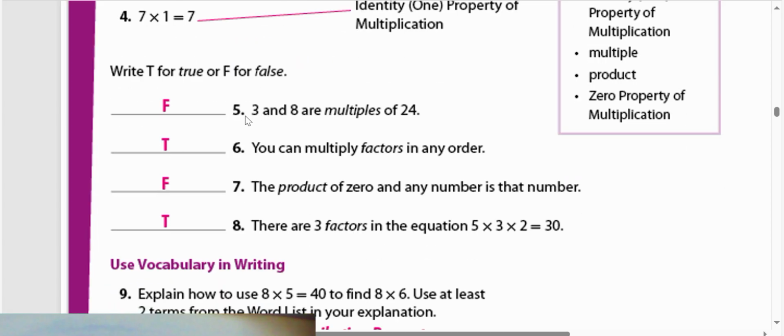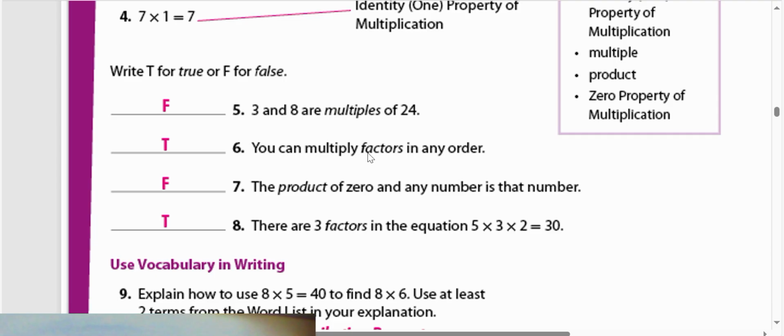We have number 5. 3 and 8 are multiplied, 24. 3 and 8 are multiplication totals of 24. It's inverse. We have right here 3 and 8 are factors of 24, not multiples. Understood? We must change this word and write factor.